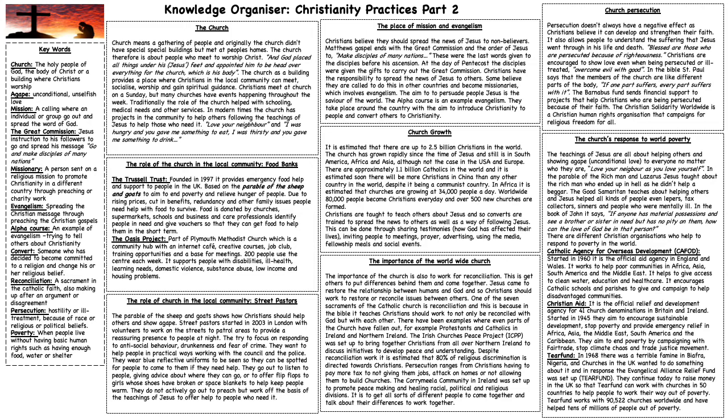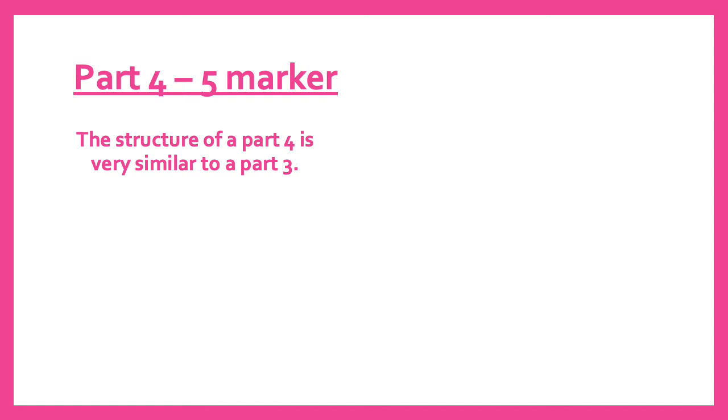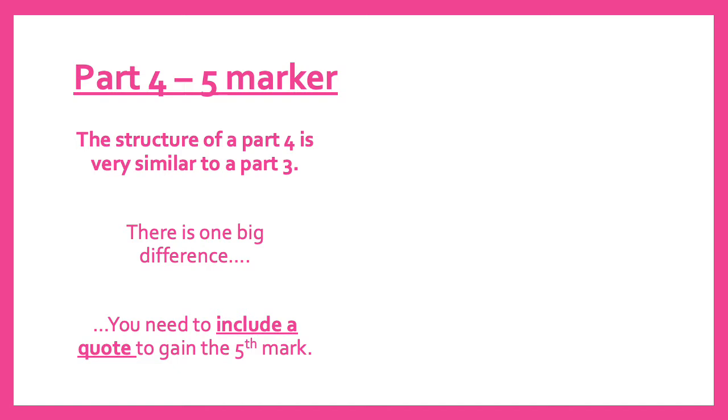So now you've done all of that, we can apply our knowledge to the trickier half of the paper, the 5 marker and the 12 marker. So the part 4 then, which is a 5 marker, has a very, very similar structure to the part 3 which we did last week. In fact, exactly the same, bar one thing, which hopefully you've worked out, and that is that you need to include a quote to gain that 5th mark. Without including some sort of evidence from Jesus or the Bible, you won't be able to gain that 5th mark.